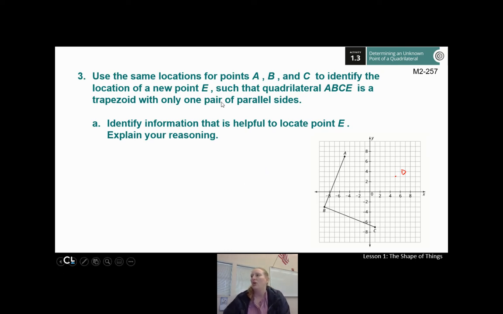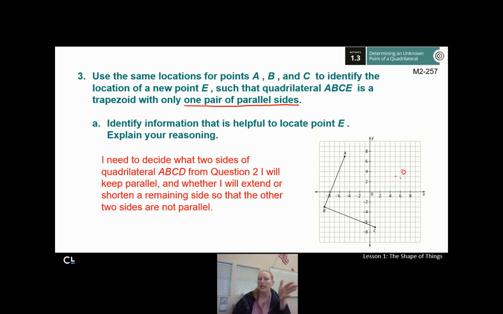So my thought was I was thinking about that whole one pair of parallel sides thing. And so I need to decide which two sides from my original quadrilateral ABCD I want to keep parallel, right? Will I keep AD and BC parallel, or am I going to keep AB and CD parallel? Is it these two sides that I want to be parallel and I'll just make one a little longer, a little shorter? Or is it these two sides I want to be parallel and make one a little longer or a little shorter so that the other set isn't parallel?